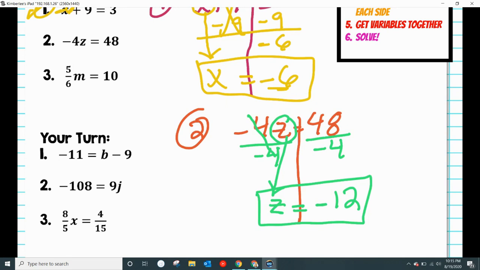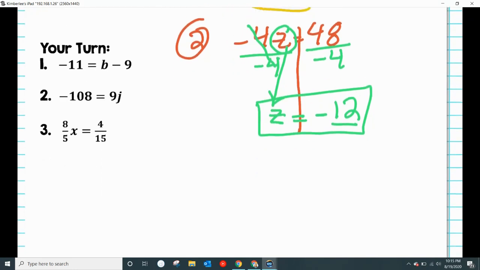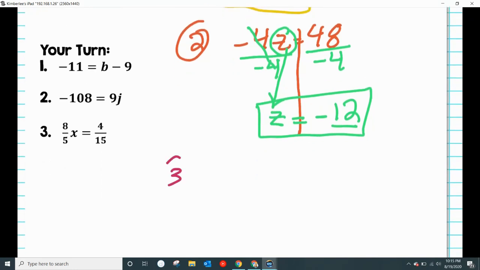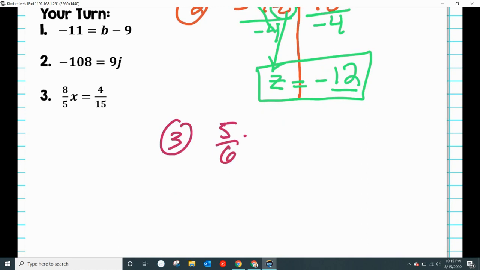And you could check this. You could plug in negative 12 up here for z into your original equation and see if it actually equals negative 48. It does, and it should. Okay, let's look at number 3. Let me grab another color. Okay, number 3. Got it right. And number 3 is 5/6 m equals 10. Okay, so let's draw that line.